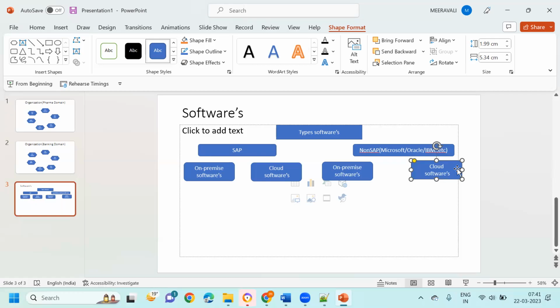So you need to be thorough with these things. The first thing is, what do you mean by on-premise? What do you mean by cloud? Each and every product contains two types of software: one is on-premise, the second one is cloud software.